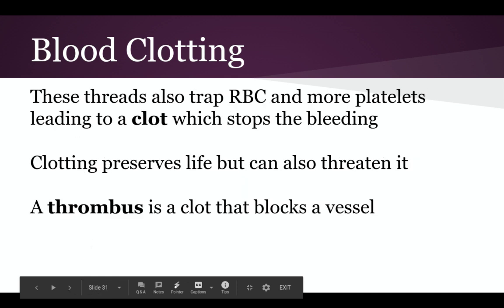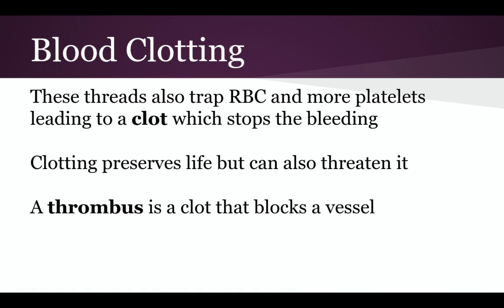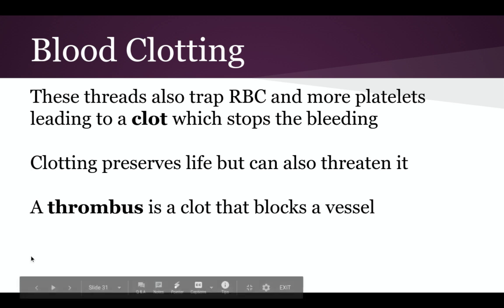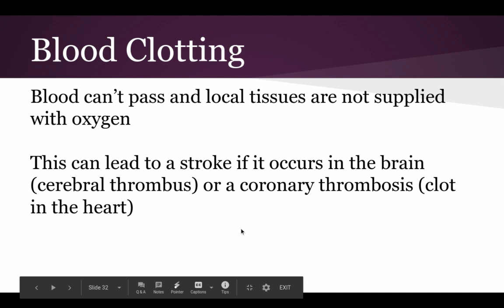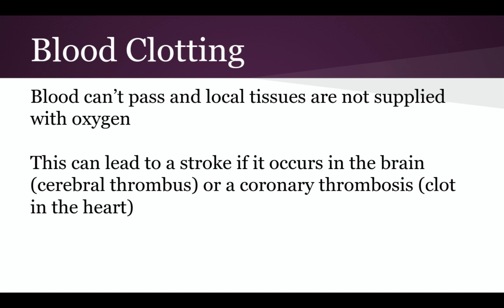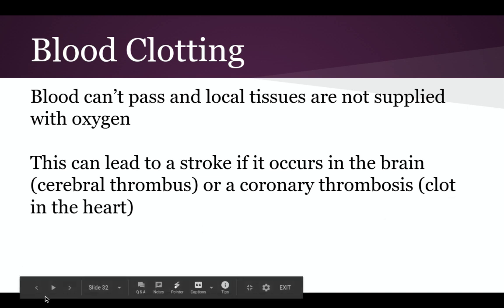Okay, these threads also trap all the red blood cells and platelets, leading to a clot, which then stops the bleeding. So clotting preserves life, but can also threaten it. A thrombus is a clot that blocks a vessel. Again, if we have a clot in the wrong place in our body, it can cause backup, change the blood pressure, and so on. If blood can't pass and the local tissues are not supplied with oxygen, this can lead to a stroke if it occurs in the brain, or coronary thrombosis if it's in the heart, which can lead to a heart attack.